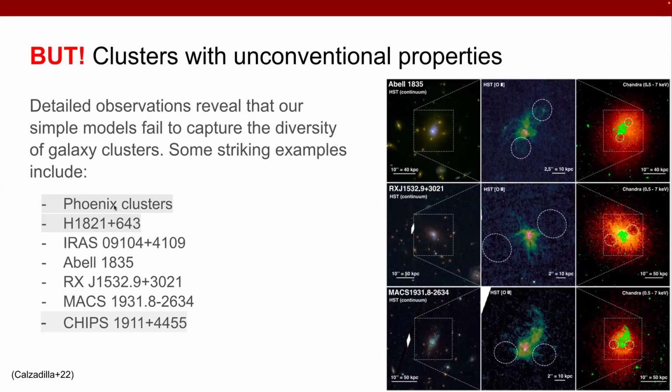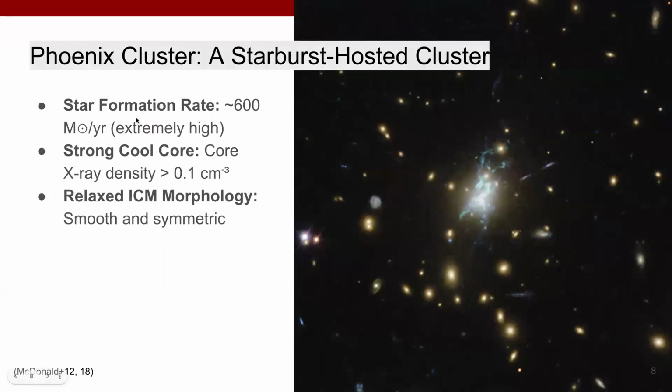Okay, but the three that I want to talk about today are the Phoenix cluster, H1821, and the last one, which is the one I want to talk about the most, with Chandra. So what is the Phoenix cluster? The Phoenix cluster is an entire galaxy cluster with a BCG that looks like this. It's definitely not a red and dead elliptical galaxy. It's pretty much the opposite of that.